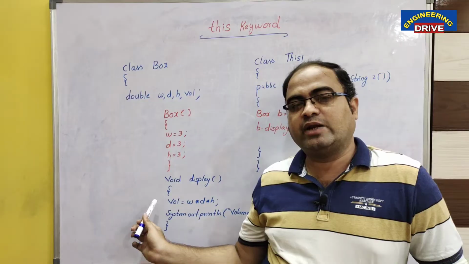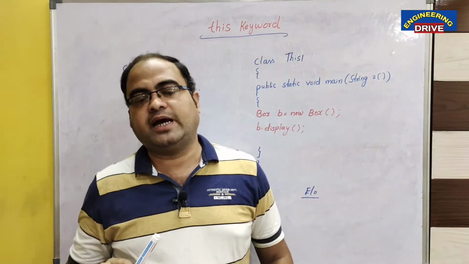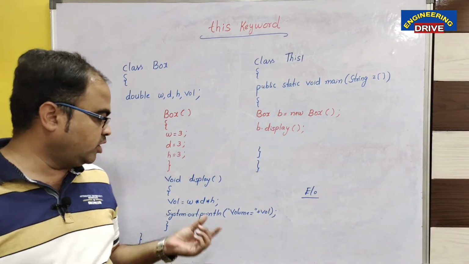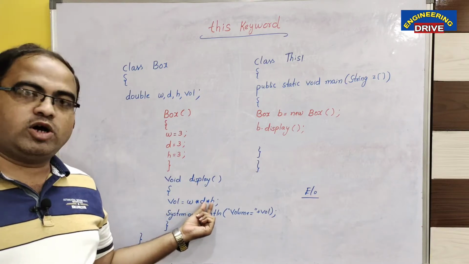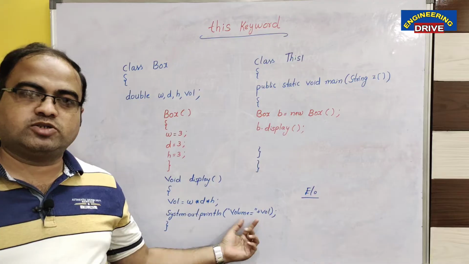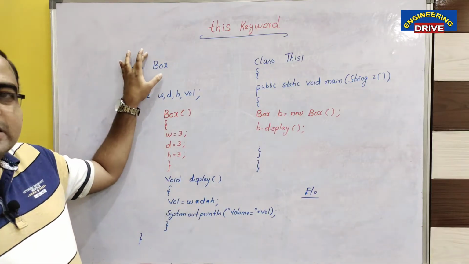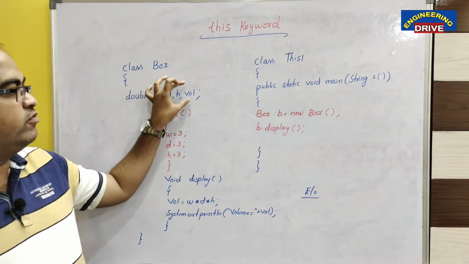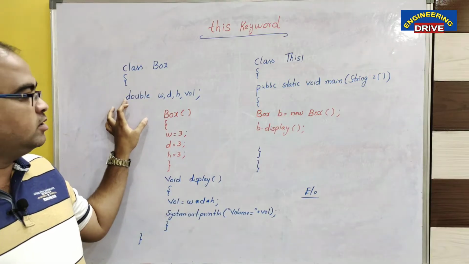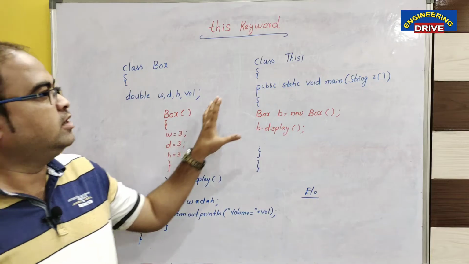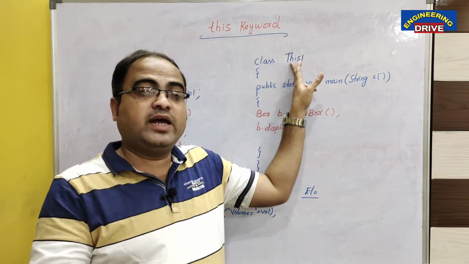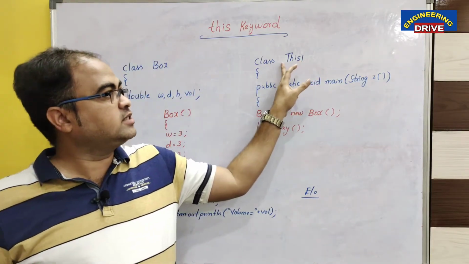Now in order to calculate and display the volume of the box, I have used one more method here, display. So it calculates the volume and I am displaying the volume also. Is it right? So you can see in this class Box I have 4 variables as members, next a constructor and one normal method. Is it clear?